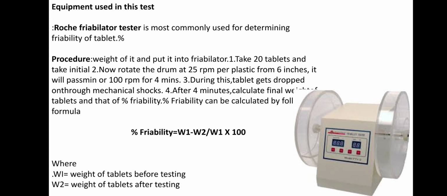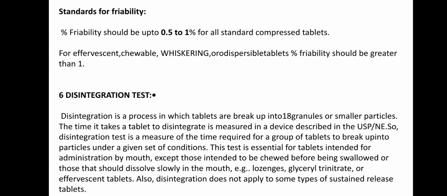Percent friability can be calculated by the following formula: percent friability is equal to the weight of tablets before testing minus the weight of tablets after testing, divided by the weight of tablets before testing, into 100. Standards for friability: friability should be up to 0.5 to 1% for all standard compressed tablets. For effervescent, chewable, orodispersible tablets, percent friability may be greater than 1.